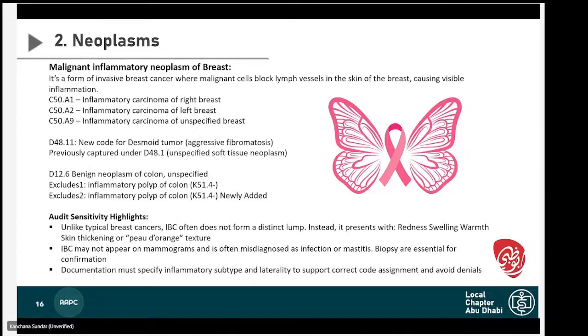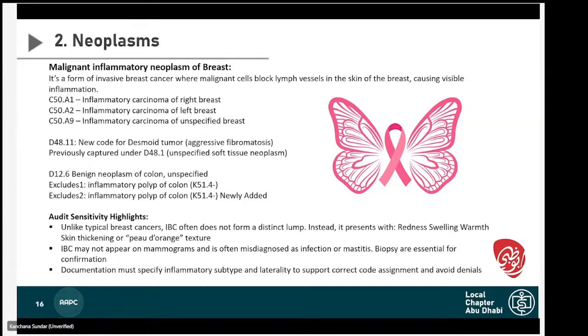The next one is D48.11. That is a desmoid tumor, which we used to end up coding as unspecified soft tissue neoplasm whenever there was an aggressive fibromatosis. But we now have a code very specific to this aggressive fibromatosis, that is a desmoid tumor, D48.11. So we need not go for an unspecified code moving forward.